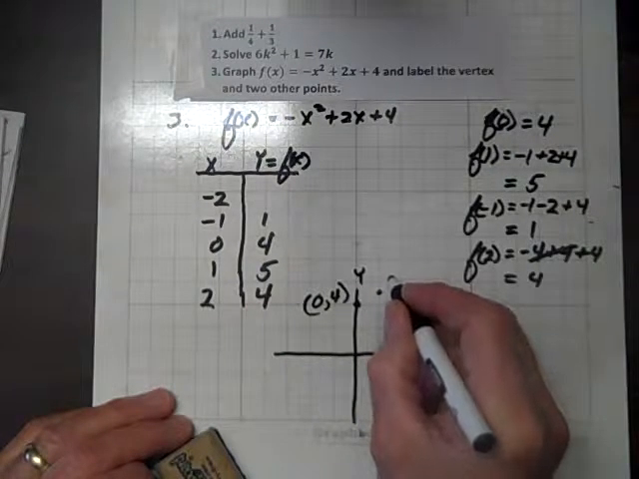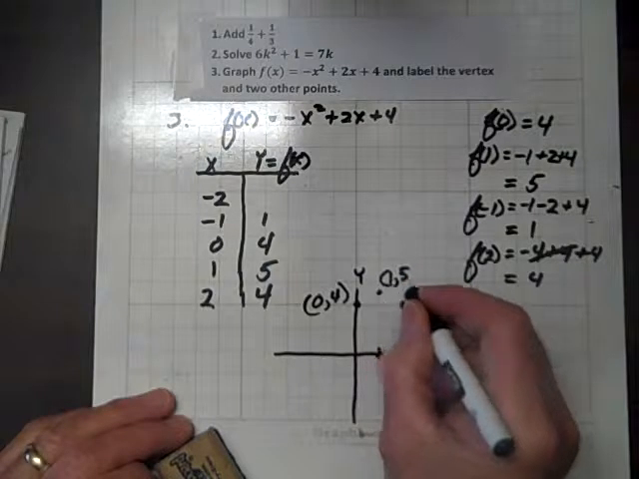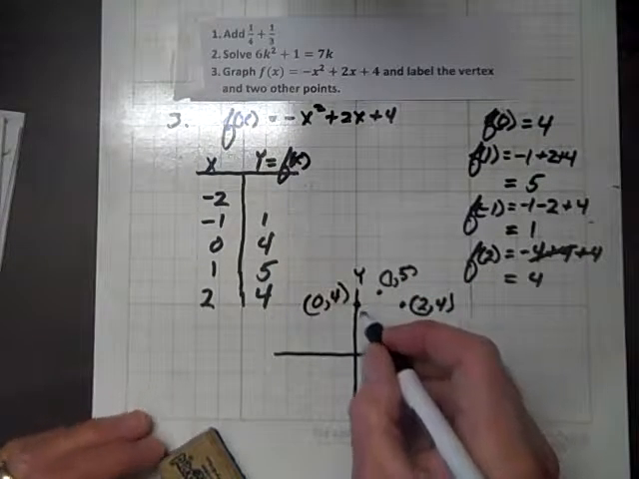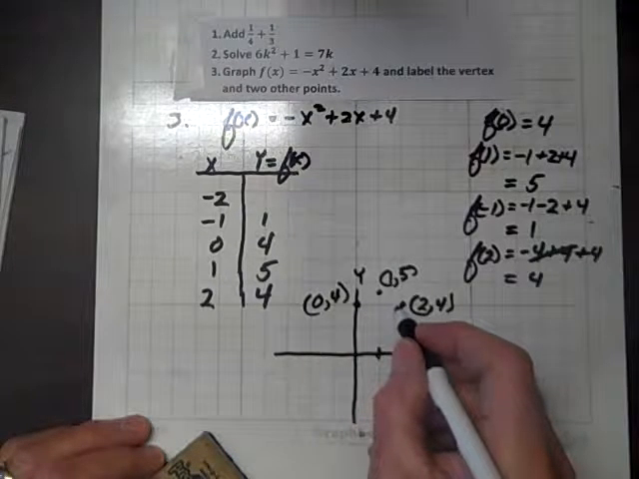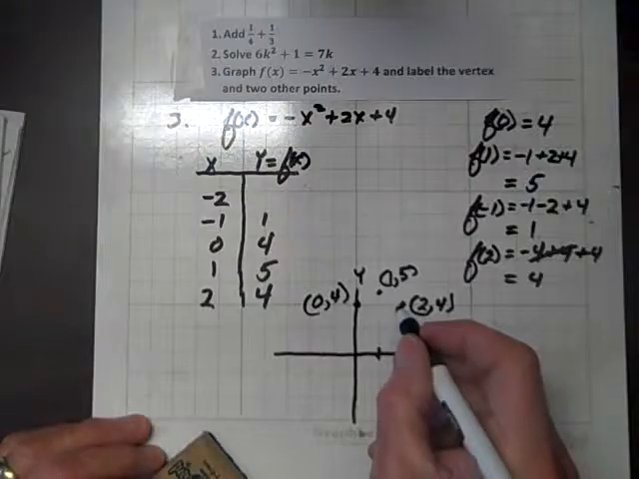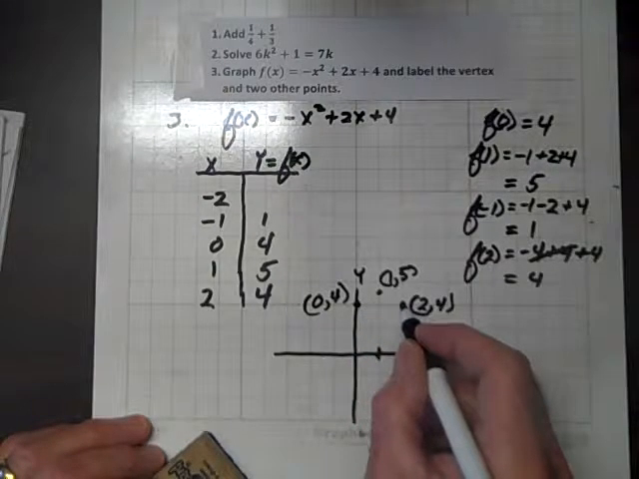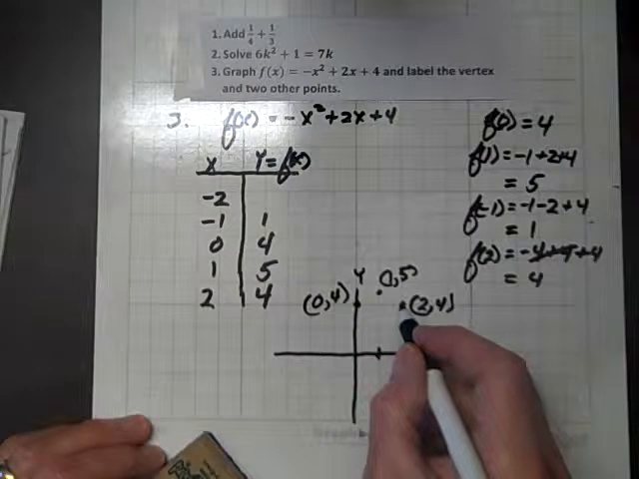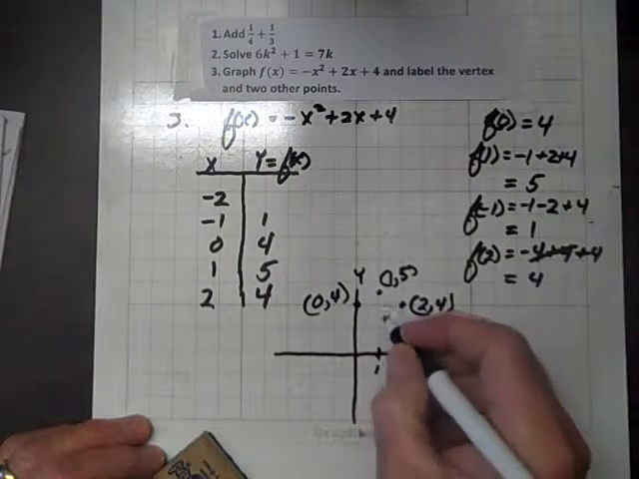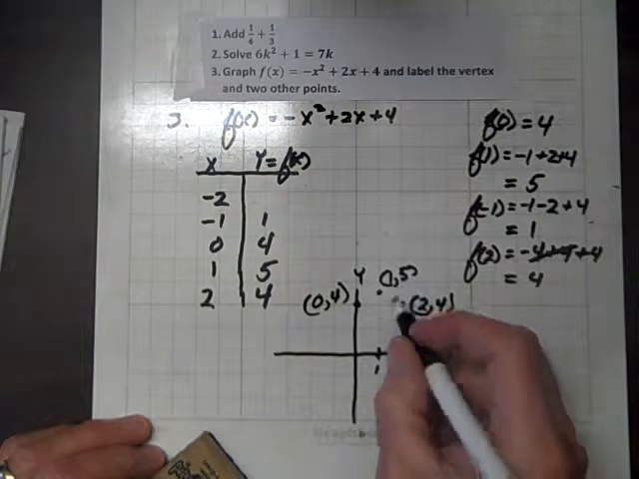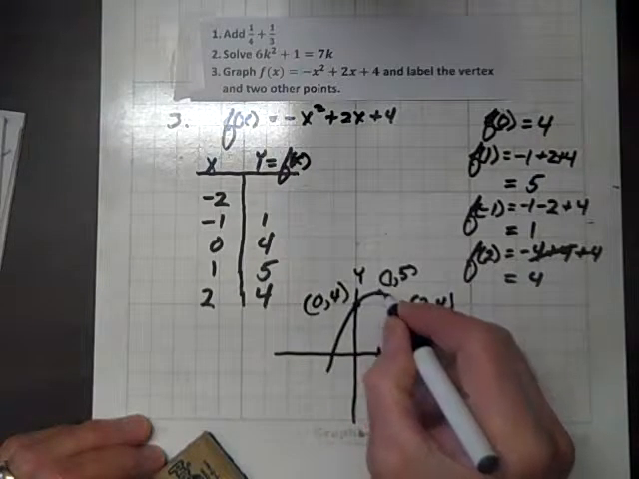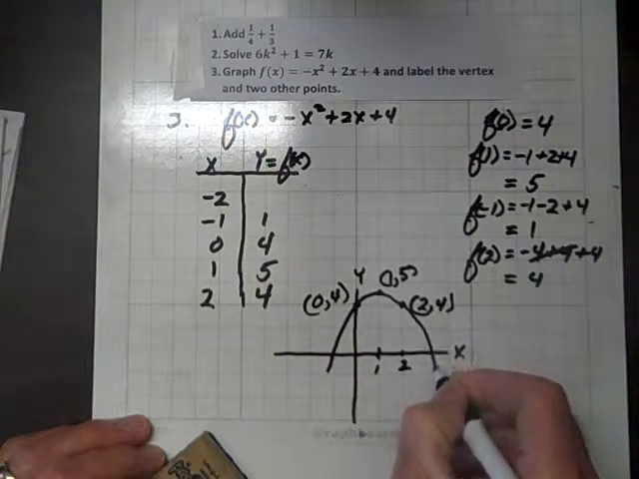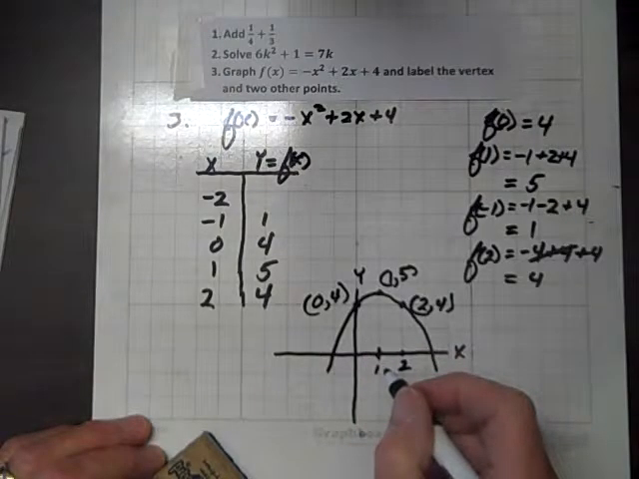So 1, 5. And since we have 2 identical y values for different x coordinates, then we know that the x-coordinate of the vertex is halfway between 0 and 2, so that puts it at 1. And f of 1 is 5, so 1, 5 is the vertex. And that's what our graph looks like. We've graphed 3 points, so we're done.